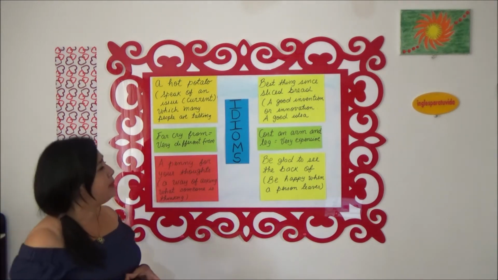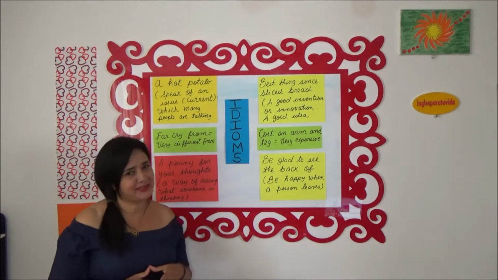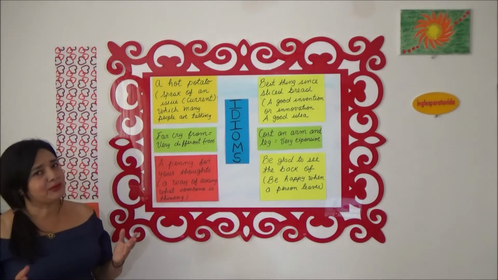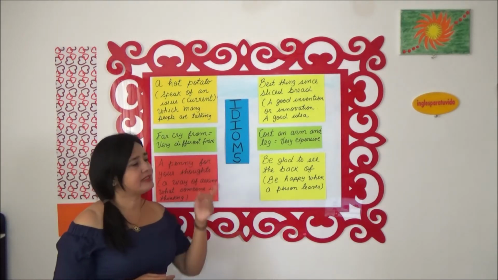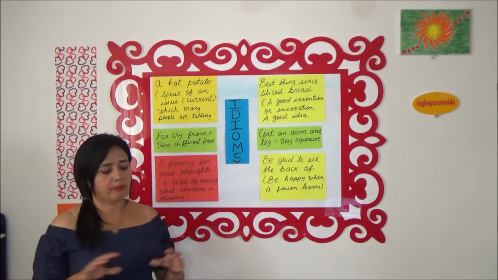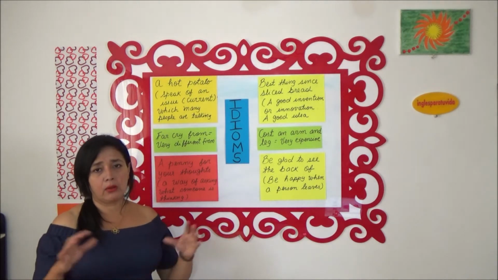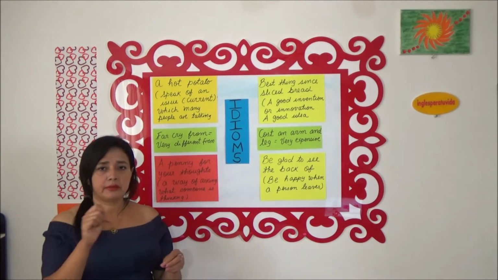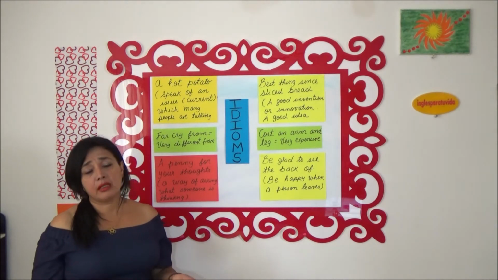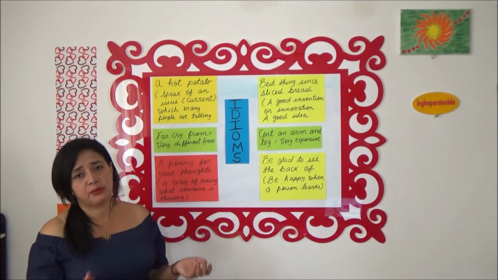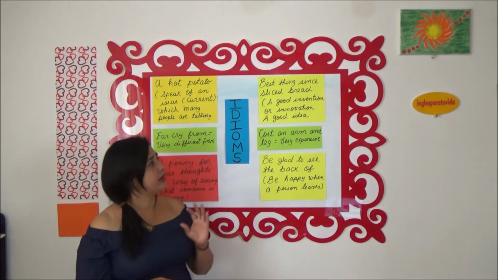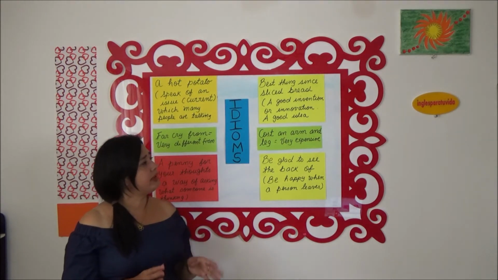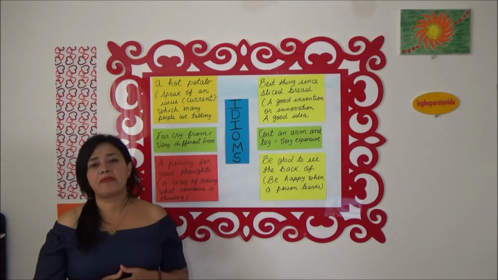Another one, best thing since sliced bread. Talking about the context of this expression, what is the meaning of sliced bread? Before, bread was sold whole. Then the machine appeared that sliced bread, and now we can buy sliced bread to prepare our sandwiches. So the best thing since sliced bread refers to a good invention or innovation. It's a very good idea.